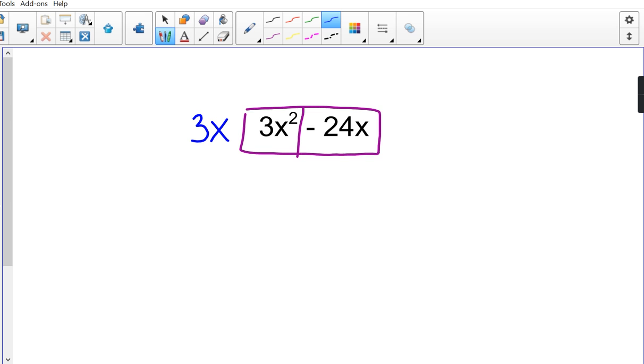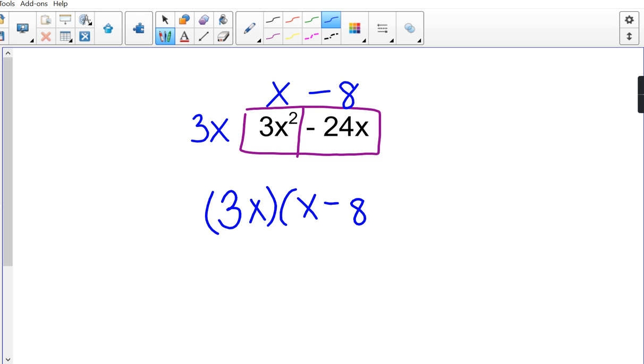Now thinking about multiplying back from 3x, to put a number on top so that we get 3x squared, that would be 3x times x. 3x times something to get negative 24x, negative 8. Okay, negative 8 times 3x gets us back to negative 24x. So our 2 factors here are 3x, that's all we had for the left side, like the length of the rectangle, and the width of this rectangle is x minus 8. So that is the other factor here.